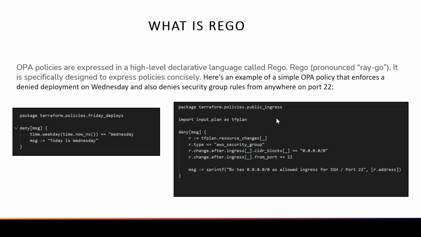Similarly, we have a second Rego policy wherein we are importing input.plan as tfplan, and then putting the deny message. It watches the resource changes, and if anything is open to the internet on port 2022, the message says that this particular resource allows ingress for SSH port 2022, and basically it's going to be denied, right?